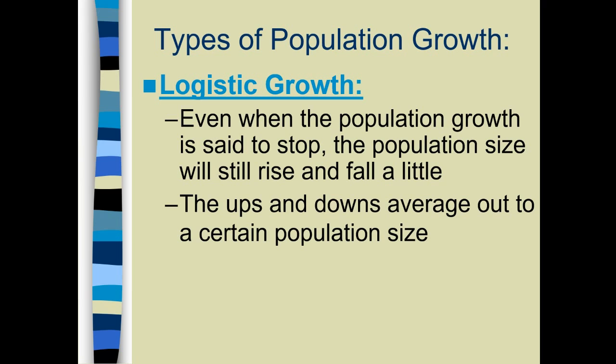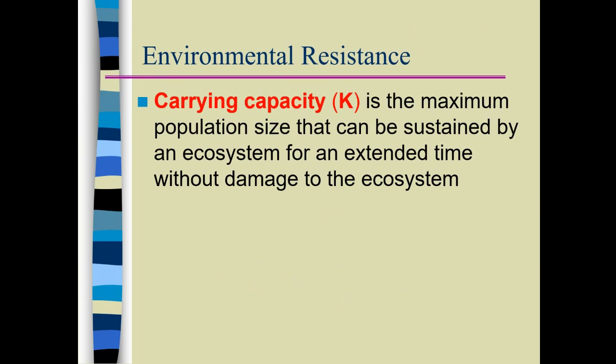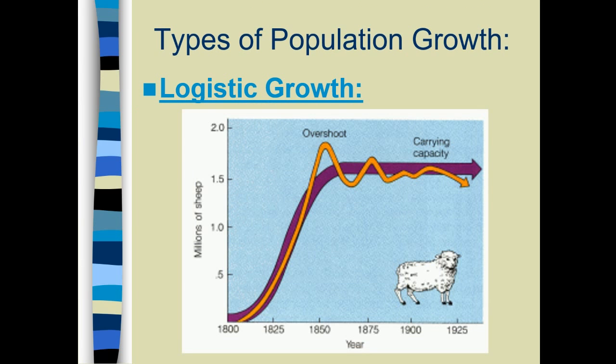There's always going to be a lot of ups and downs until we hit an average population size. And that number that the population seems to go a little bit above, a little bit below, up and down around is called the carrying capacity. So instead of calling it the maximum capacity, we call it the carrying capacity. And that's really just that maximum number of organisms that can be found in one area without damaging that ecosystem.